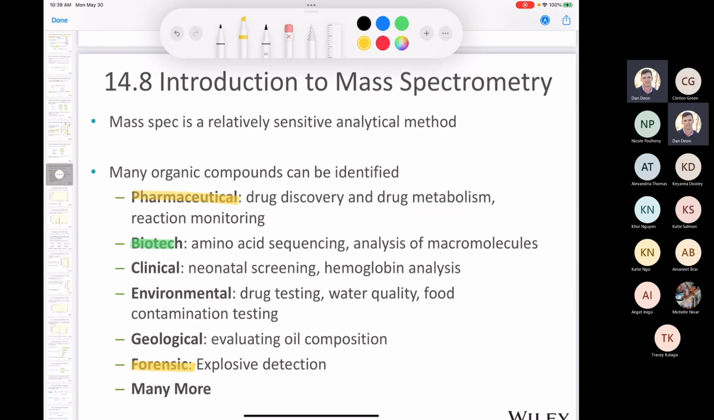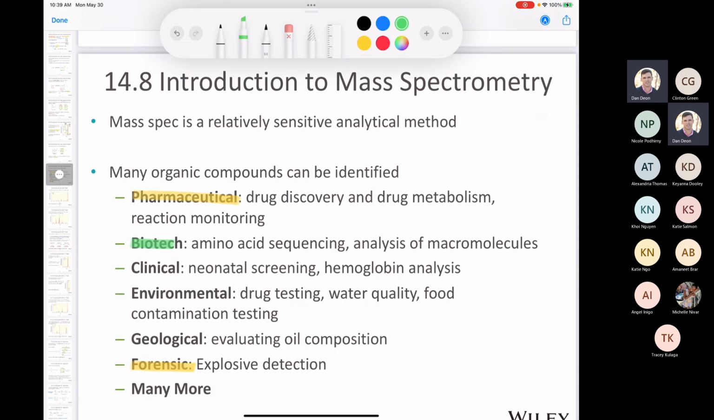What else? Some other cool ones. Another big one is forensics. Not only explosive detection, but just detection of metabolites in tissues and blood and serum after somebody has died. I'm sure a lot of people have seen these crime shows where they're analyzing blood and looking for traces of maybe illegal drugs and things like that. And again, there's a lot of opportunity for mass spec.